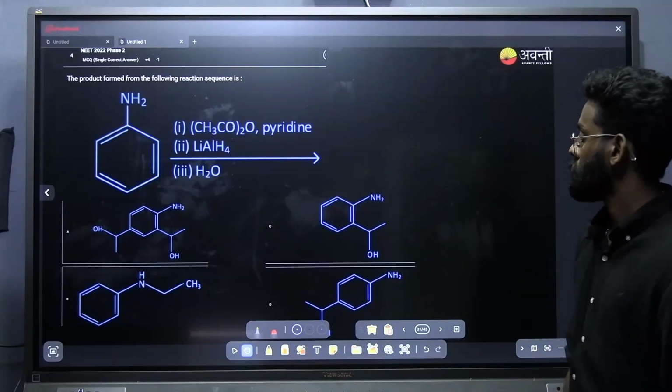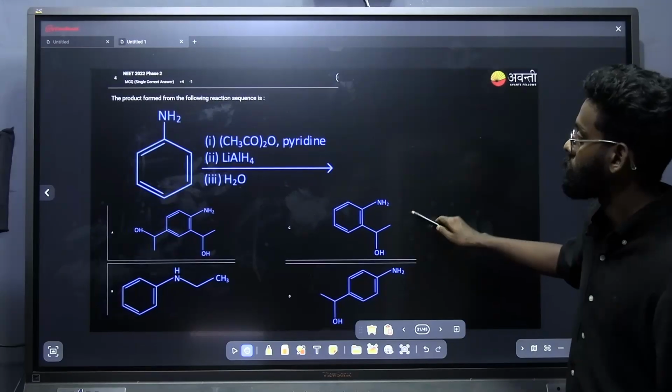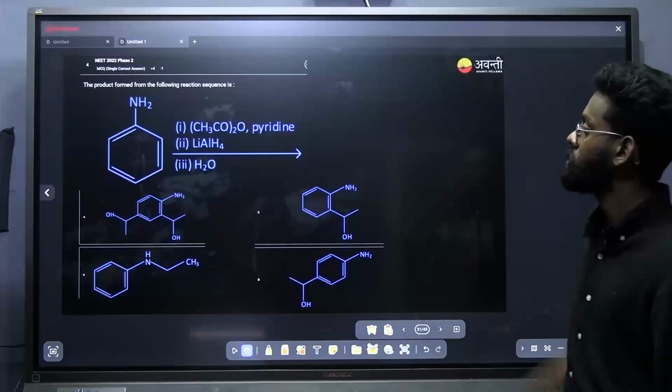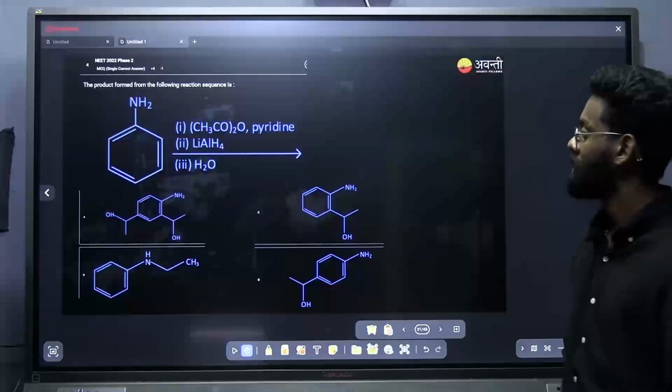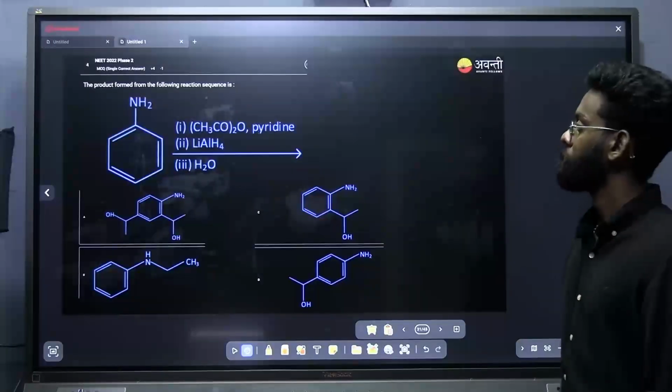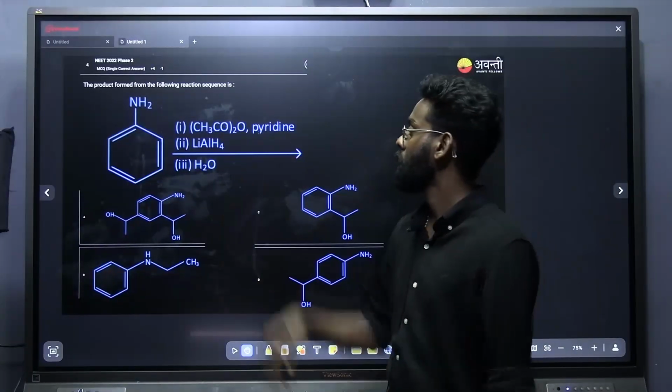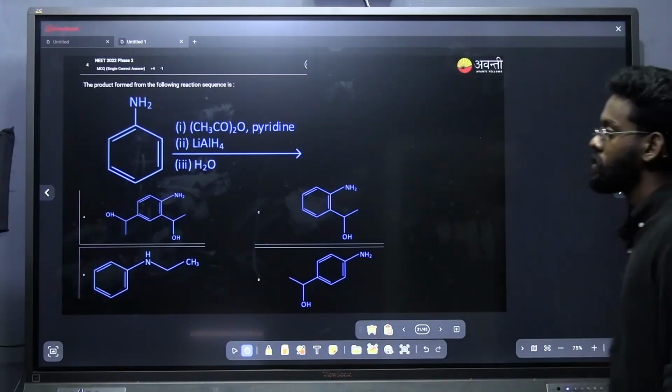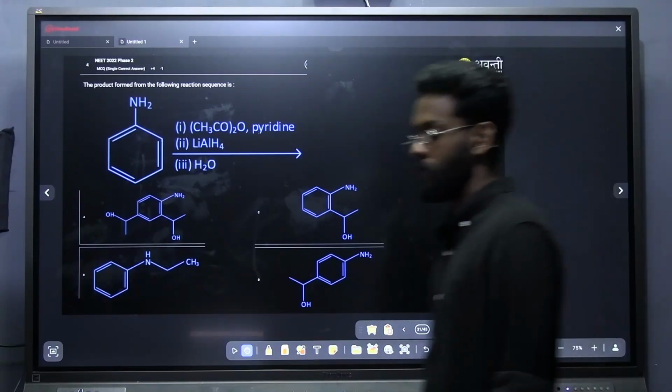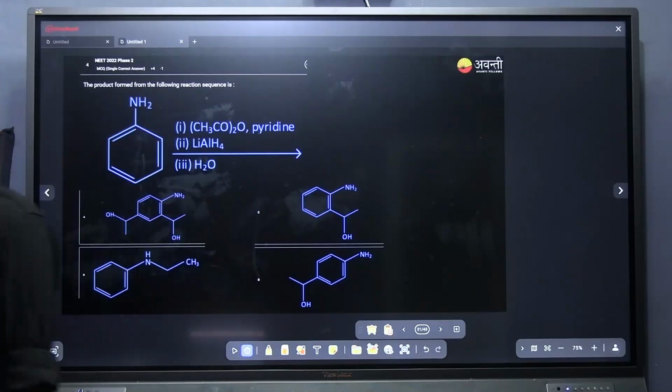Yeah, another question. All of you do it. (CH3CO)2O, that is anhydride, in presence of pyridine. Then it will be treated with lithium aluminium hydride, and then on adding water we will be getting a product. Get me the answer.